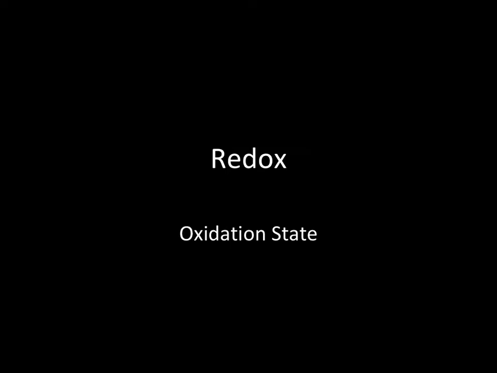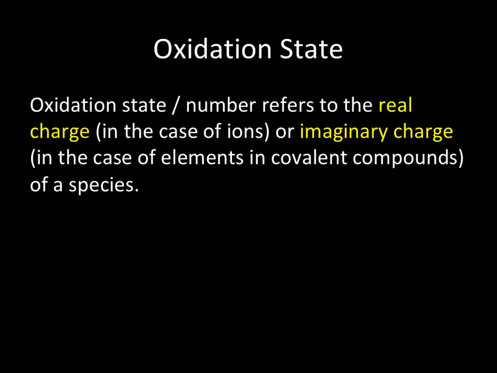Hi everyone, today we're going to continue with redox and we're going to look specifically into oxidation state for this lesson. Now, oxidation state or oxidation number refers to a real charge in the case of ions, or an imaginary charge if we are talking about a covalent compound. So in an ion, it is just a charge on the ion, but in a covalent compound, it is an imaginary charge that we talk about.